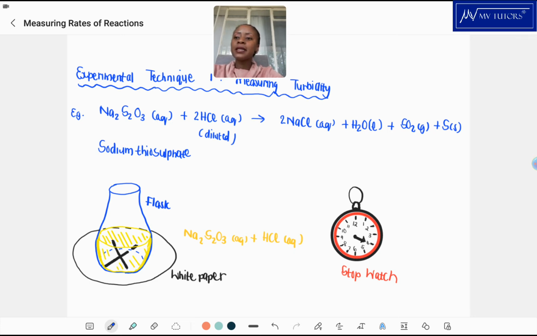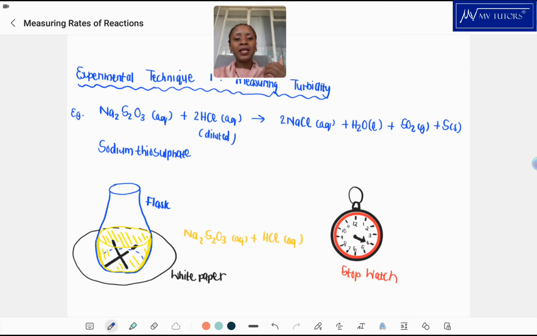So you have your flask, you put in your reactants, and you stir it just like that. Over time, like I said, with turbidity, there's this cloudy reaction that happens. Once it's done, how do you know that the reaction is complete? Basically, you can't see that black cross anymore.